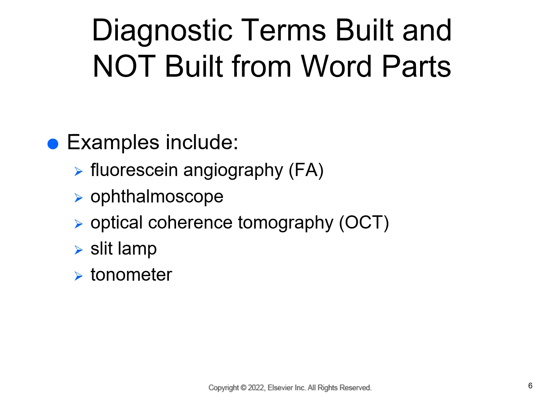Tonometer is an instrument used to measure. In this case, it's measuring pressure in the eye, and we see this very commonly when they're looking for the intraocular pressure in situations of glaucoma.